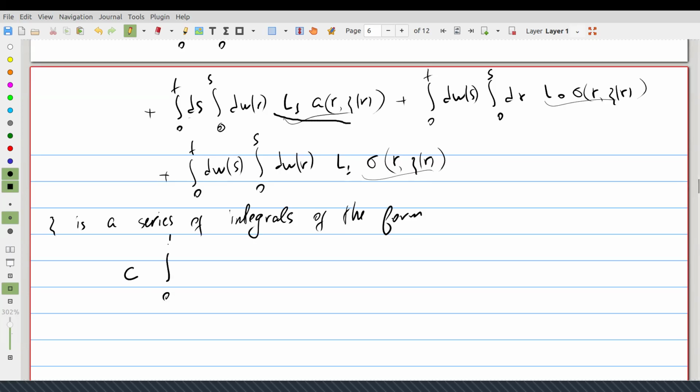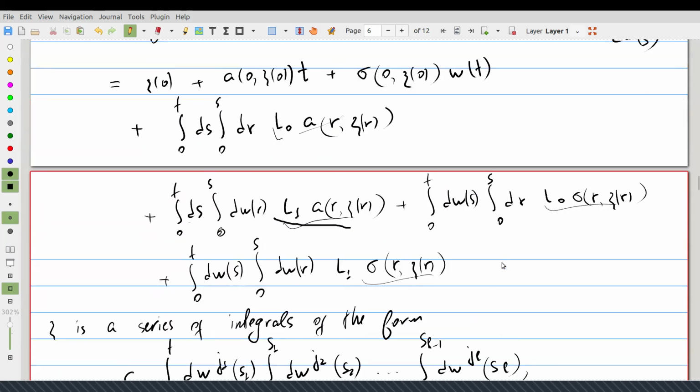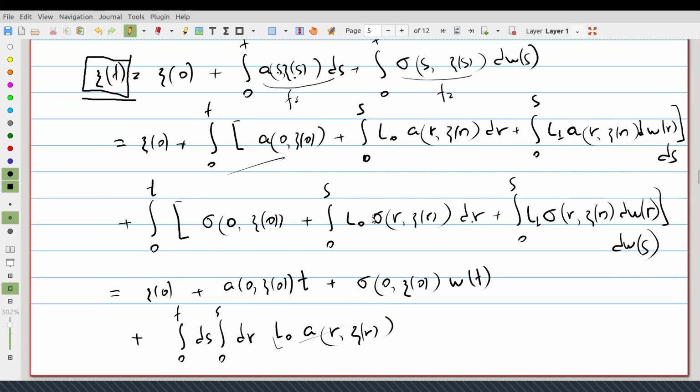And you will have iterated integrals dW^{j1}_{s1}, s1 dW^{j2}_{s2}, up to s_{k-1} dW^{jk}_{sk}, where dW^0 is just dt. This is an ordinary integral. And j1 through jk are from 0 to 1, and dW is just the Wiener increment. So now we have a way to produce different numerical schemes.